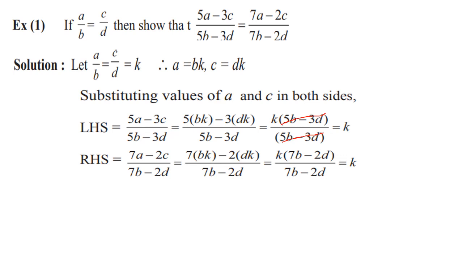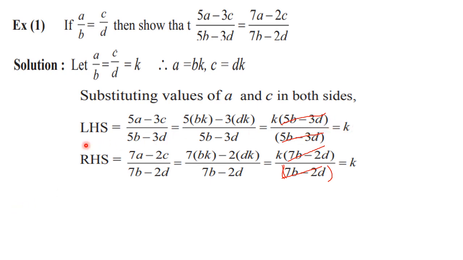Similarly for RHS, here A is replaced by BK and C is replaced by DK. Again K is taken out common, and while writing here, there is a mistake in the textbook also. So here also it should be in bracket. Okay. So when we write down the bracket like this, this bracket we can cancel and then RHS also is simplified to K.